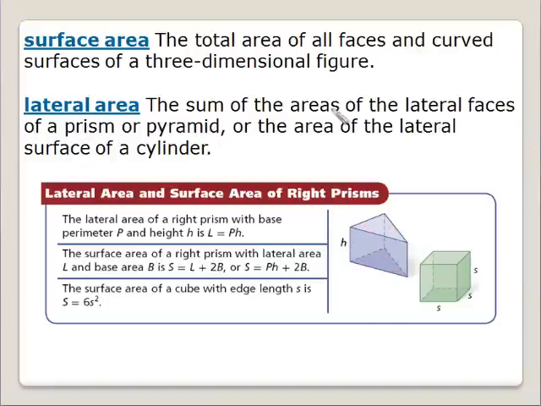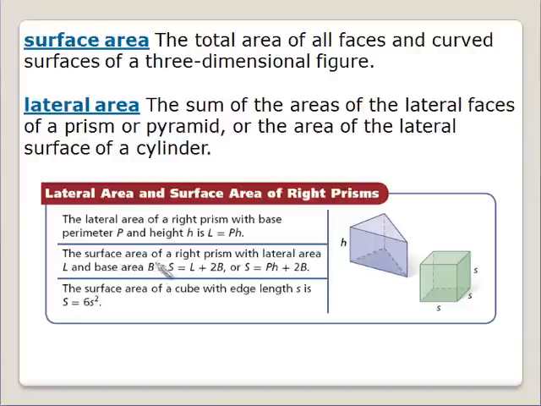Okay, let's take a look at the equations here. It says the lateral area of a right prism, so this is an example of a right prism, with base perimeter P, notice this is uppercase P, and height H is, the lateral area equals the base perimeter times the height. So basically we would just find the perimeter all the way around here, and then multiply it by the height. That would give me the lateral area.